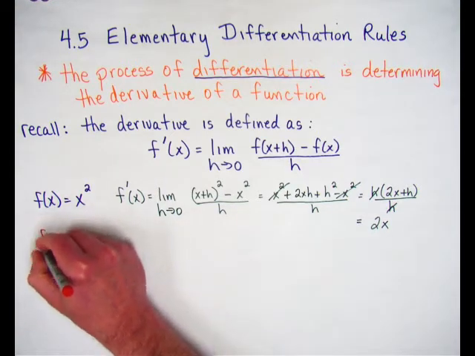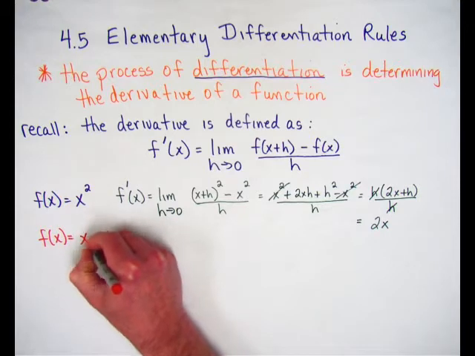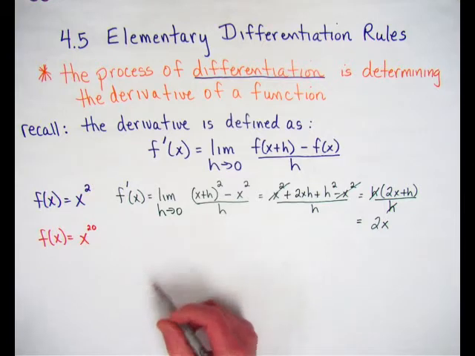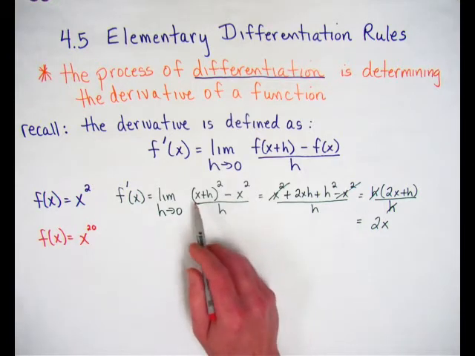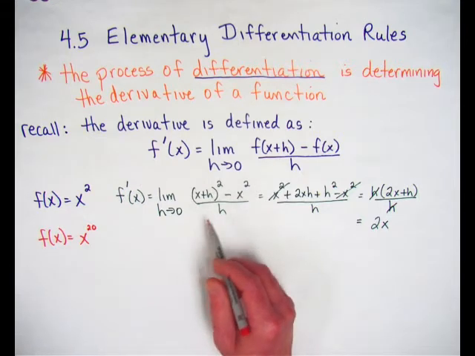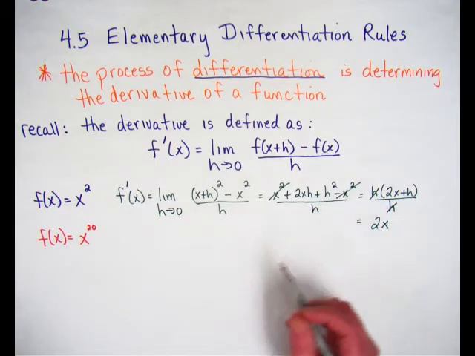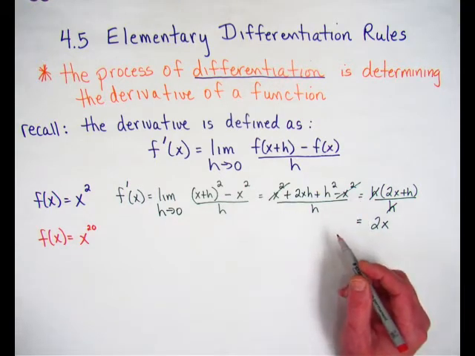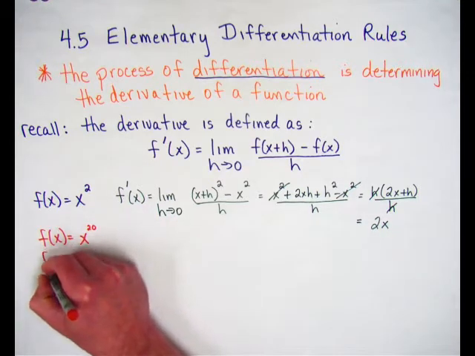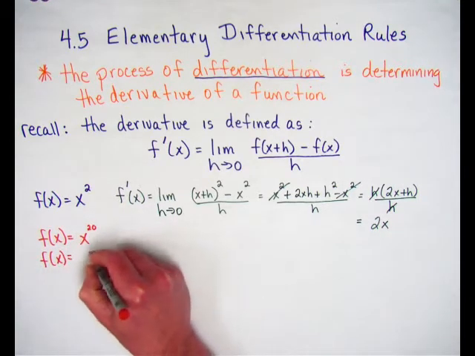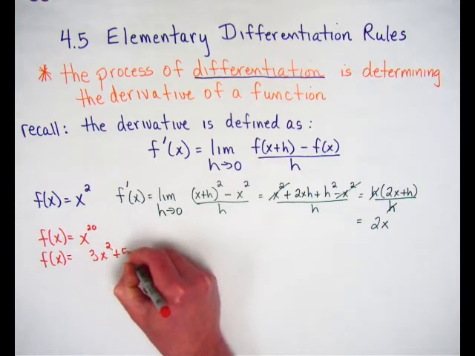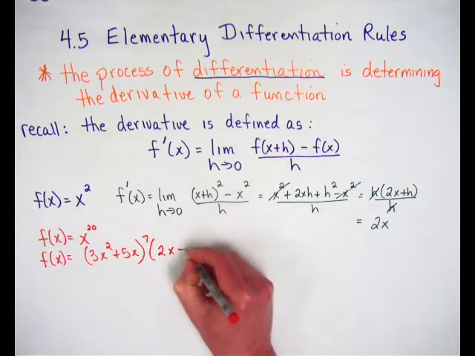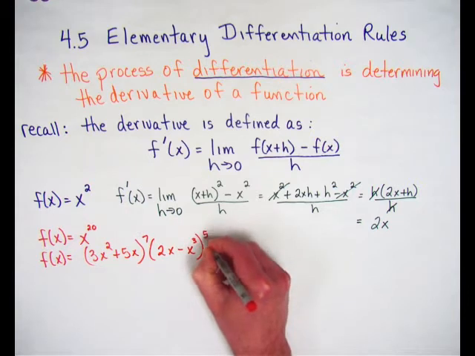What if the question had been f of x equals, let's say, x to the 20th? Well, you can imagine trying to find the derivative of x to the 20th using this definition. At some point, you'd have to go x plus h to the 20th, and expanding that would be quite challenging. We'd end up with 21 terms, and obviously we don't want to do that. Or what if the function had been something like f of x equals 3x squared plus 5x all to the 7th times 2x minus x cubed all to the 5th.